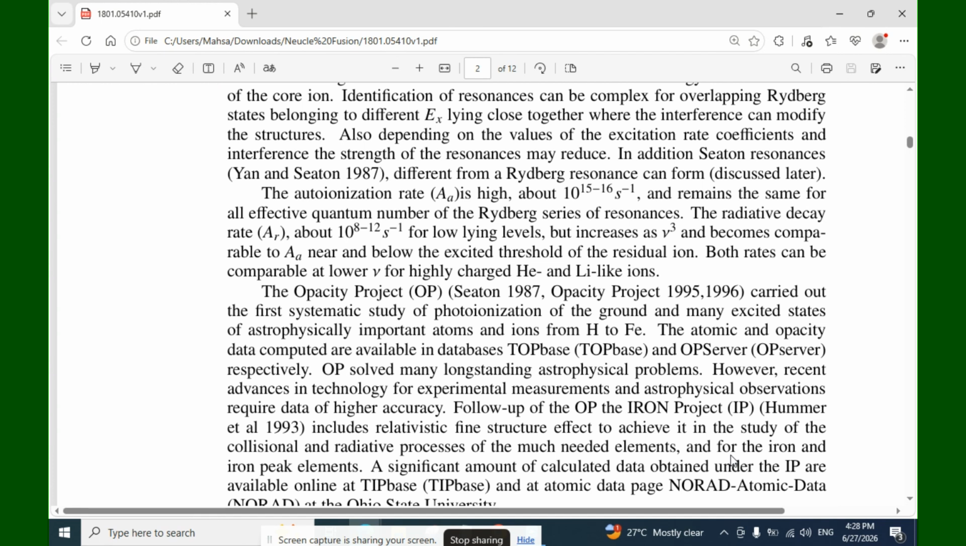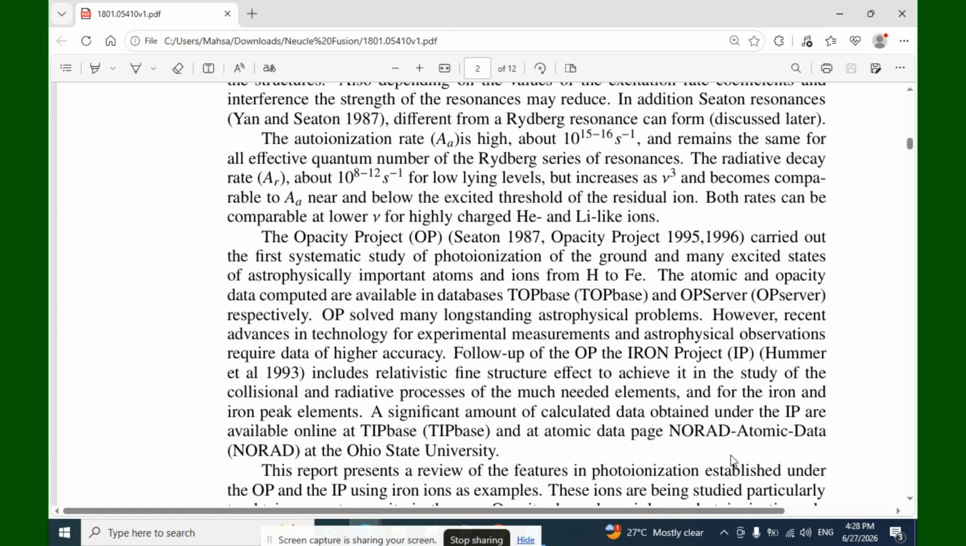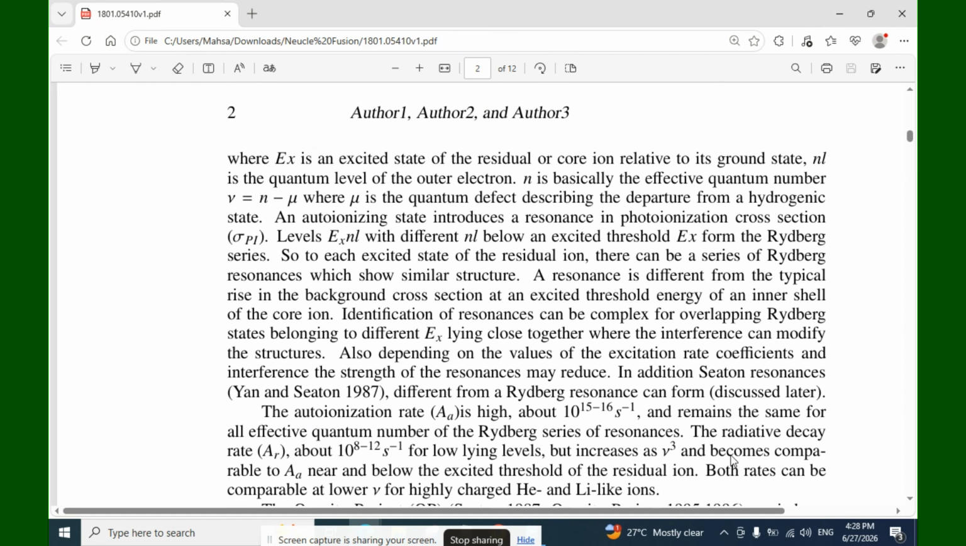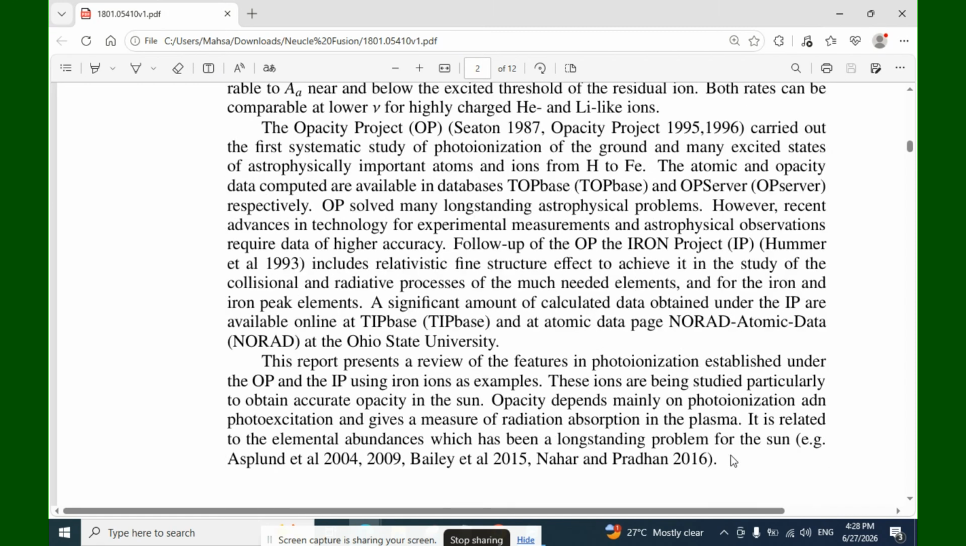However, recent advances in technology for experimental measurements and astrophysical observations require data of higher accuracy. The follow-up of the Opacity Project is the Iron Project, or IP, by Hummer and his colleagues in 1993, which includes relativistic fine structure effects to study the collisional and radiative processes of much needed elements, and for the iron and iron-peak elements. A significant amount of calculated data obtained under the IP are available online in TIPbase and at the NORAD Atomic Data page at the Ohio State University.